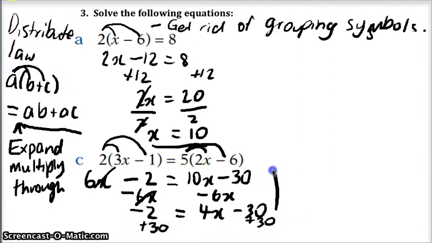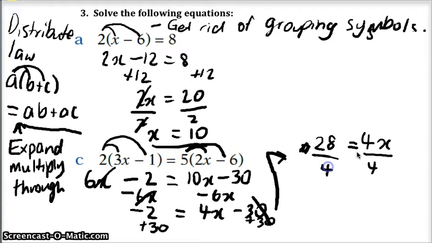I'm just going to move up here to my answer. So minus 2 plus 30 is positive 28, and minus 30 plus 30 is 0, and that's 4x. To get x by itself, I need to divide both sides by 4. 4 divided by 4 is 1, so x is equal to 7.